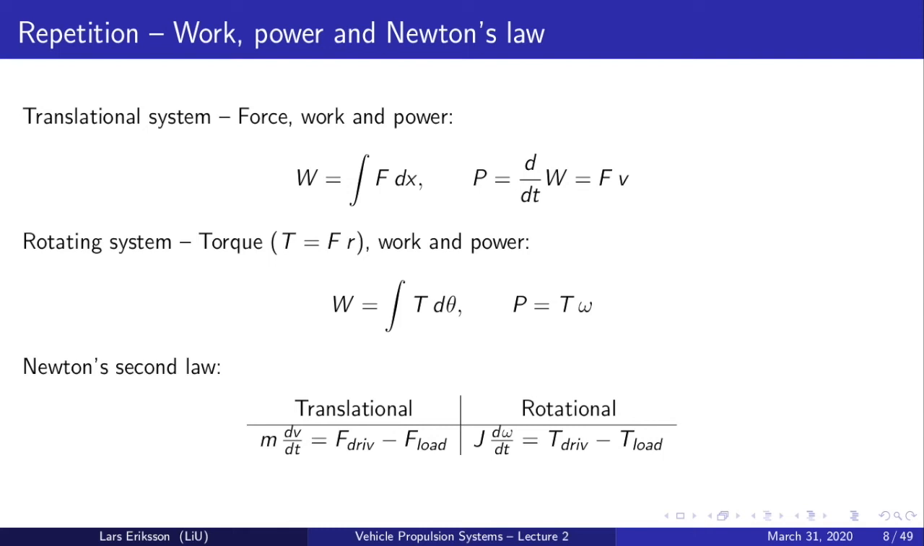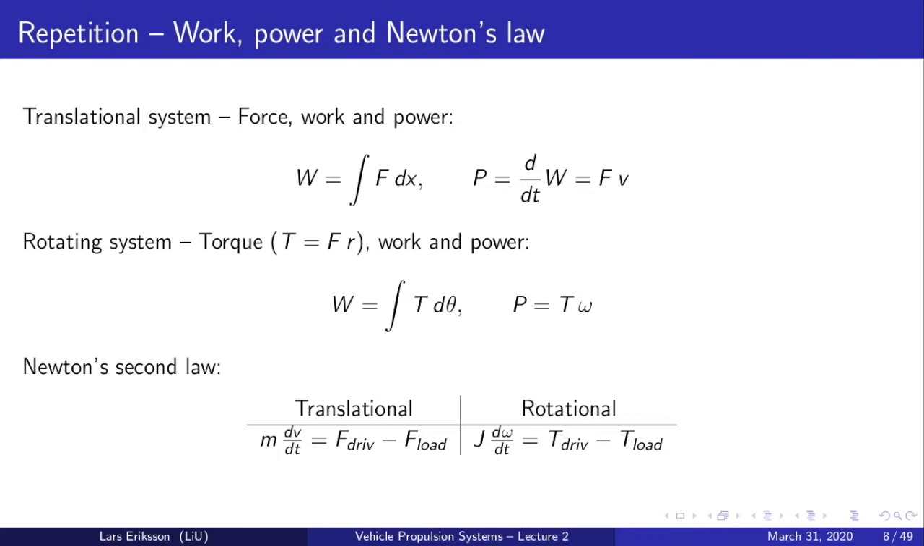When we look at acceleration of vehicles, we use Newton's second law to see how much force is required. For the translational system, we have mass times acceleration, which is the result of the force imbalance between the driving and load forces. If they are not in balance and the driving force is bigger, then we get an acceleration. If the loading force is bigger, then we get a deceleration. We have the same relation for the rotational system, where the torque takes up the same form as the force. So an imbalance of the torque will result in accelerations or decelerations in the angular velocity.